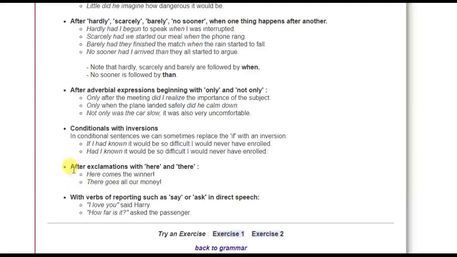After exclamations with here and there, here comes the winner. The normal word order is, the winner comes here. And with verbs of reporting such as say or ask in direct speech. I love you, said Harry. Harry said, I love you. How far is it? Asked the passenger. So, these are the examples for inversions. And let's see them in tasks and try to do it ourselves.